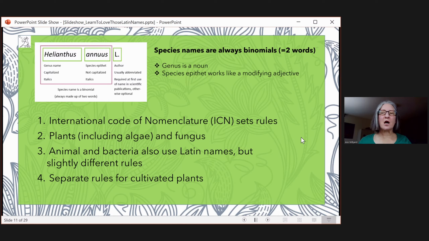So that's the binomial, always two words. And I'm going to explain to you why it always has to be two words, because the epithet is an adjective, and kind of like blue dress and blue sky, blue doesn't mean anything by itself. It's a modifier, and the same thing is true with annuus. This is the annual sunflower. And so it is just a modifier. I'm going to explain a little bit more how that works.